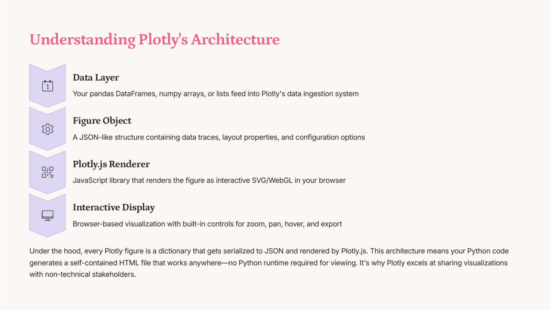Plotly's architecture consists of a data layer, figure object, and Plotly.js renderer. Data from pandas DataFrames or NumPy arrays feeds into the system. The figure object, a JSON-like structure, contains data traces and layout properties. Plotly.js renders this as interactive SVG or WebGL, enabling browser-based visualization with controls for zoom, pan, and export.